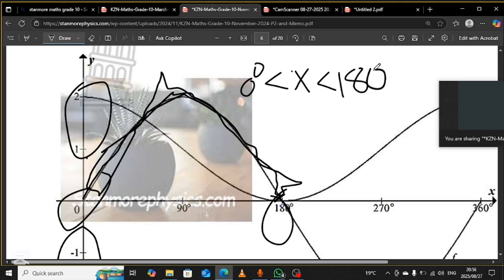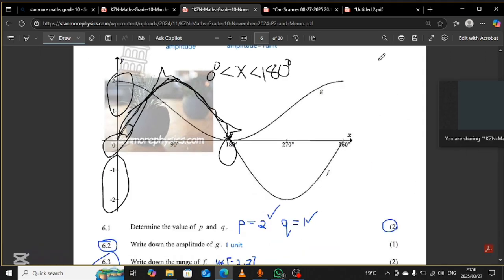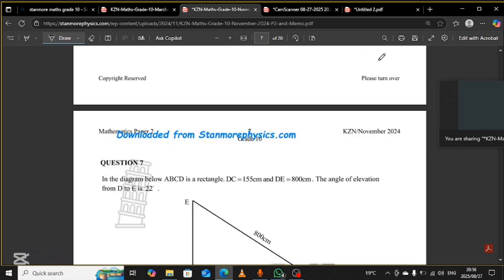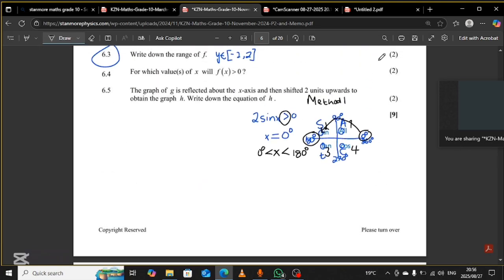So there are two ways to kill a cat. There's this way, and then there's also this way. So you'll choose the one that you like the most.